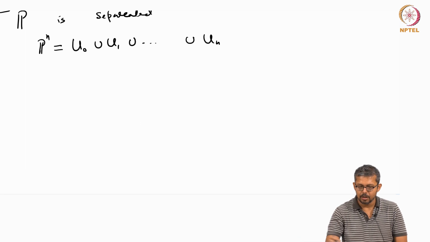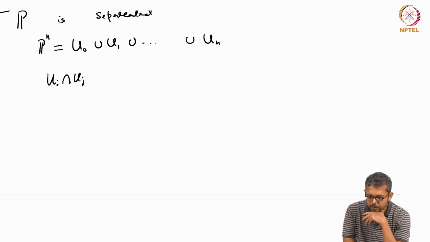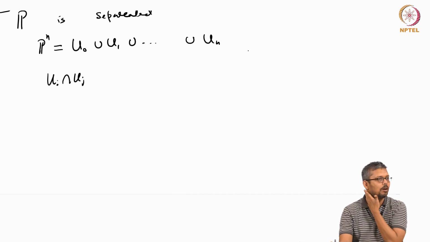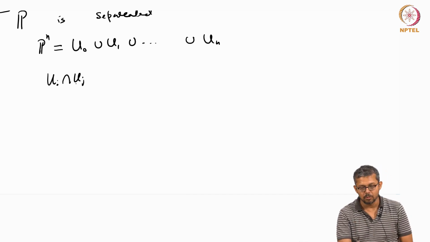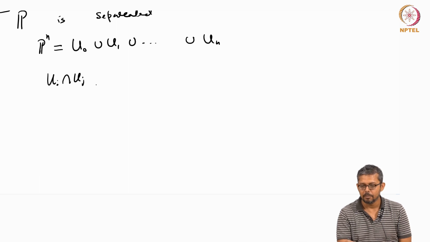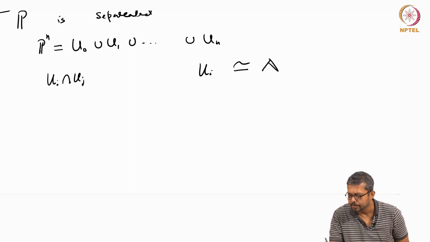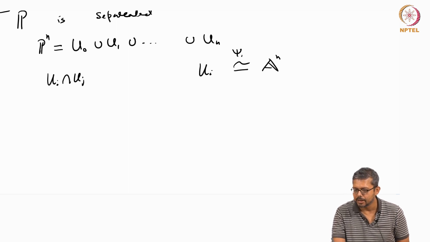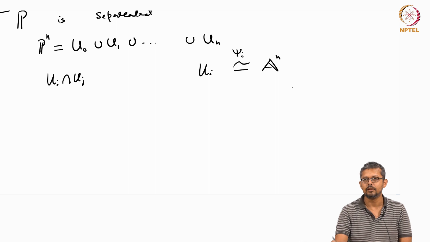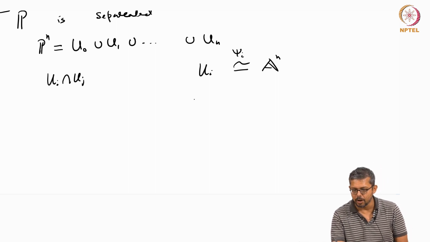Then first of all, this Ui intersection Uj, what you need to prove? This is an affine open cover. You need to prove this Ui intersection Uj is affine, right? But what is Ui? Ui is isomorphic to some An, right? Some psi I map was there. These are affine opens.